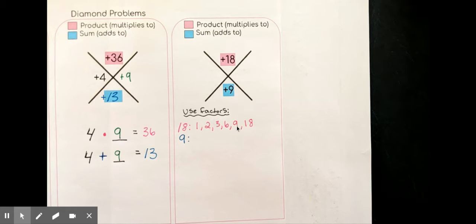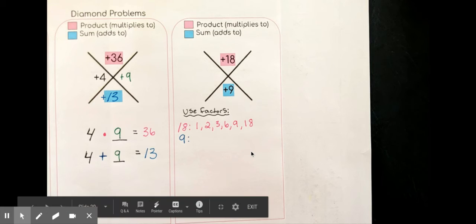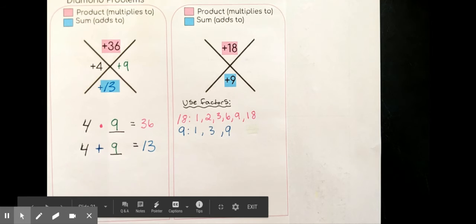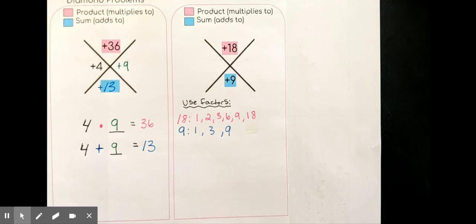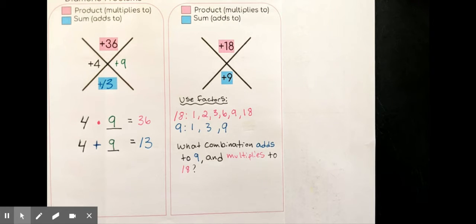2 times 9 is 18. 3 times 6 is 18. It kind of makes a little rainbow there. 9 is much more simple. It's got 3 factors, 1, 3, and 9, because 1 times 9 is 9, and 3 times 3 is 9. So the question we still need to answer is, what combination of these adds to 9 and multiplies to 18? Ideally, we are going to pick one factor from each number, and together they will multiply to 18 and add to 9.